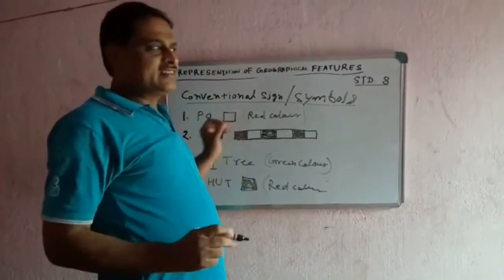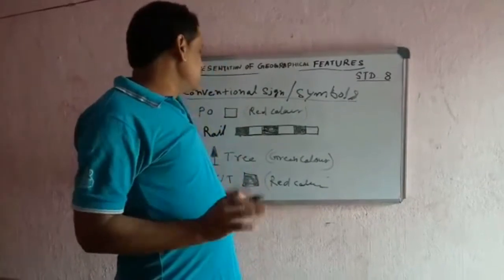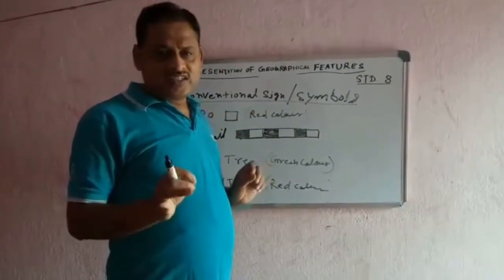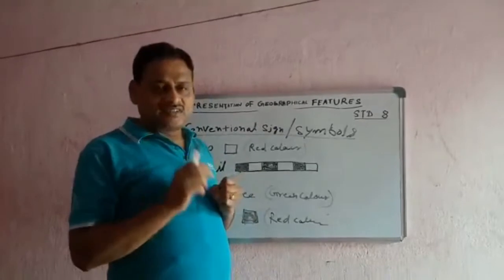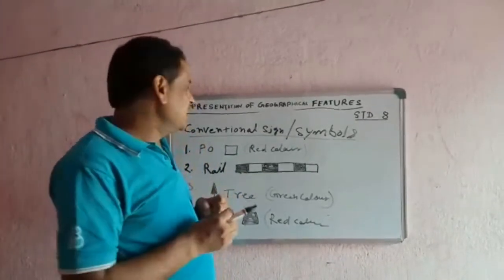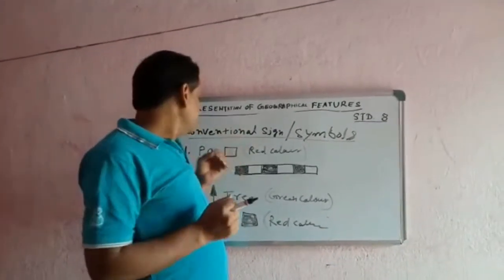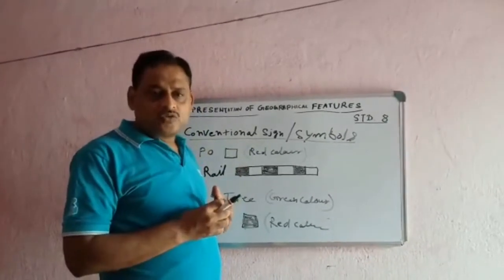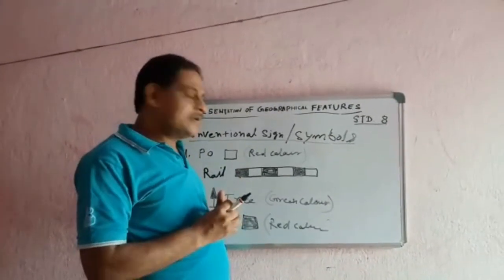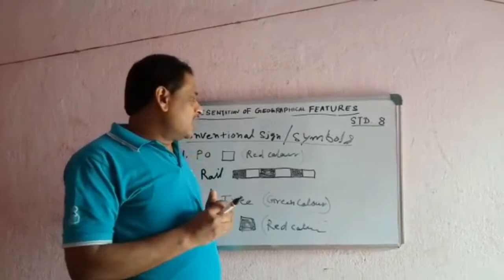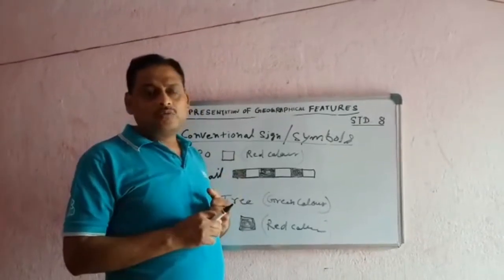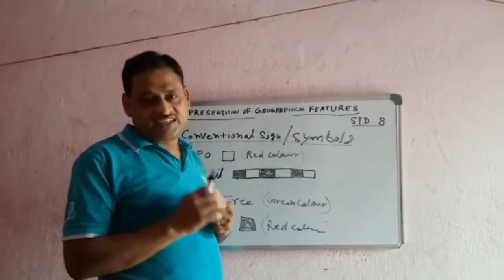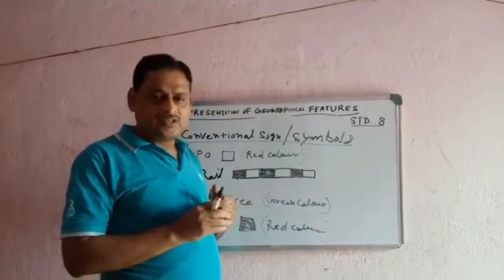These are the conventional signs. So I think everybody got all the points: scale, kinds of scale, contour maps, conventional signs. So I think the chapter is completed. If you feel any difficulties, you can ask me, you can call me.